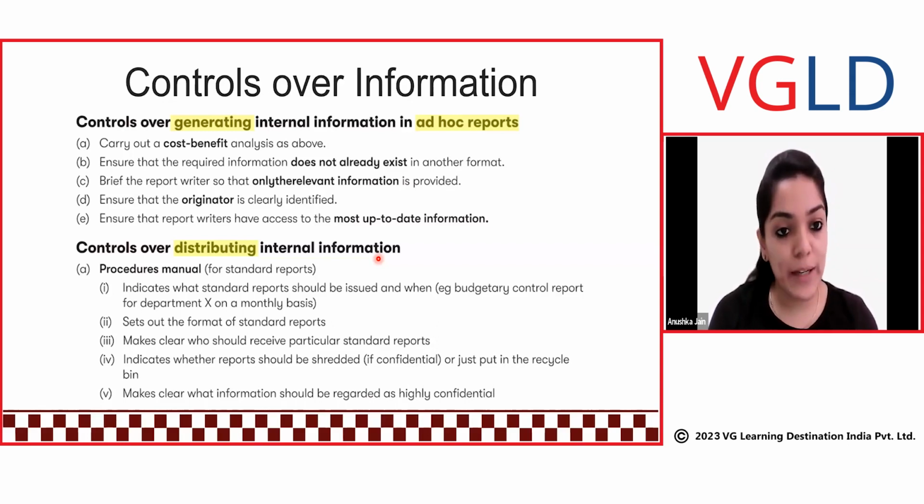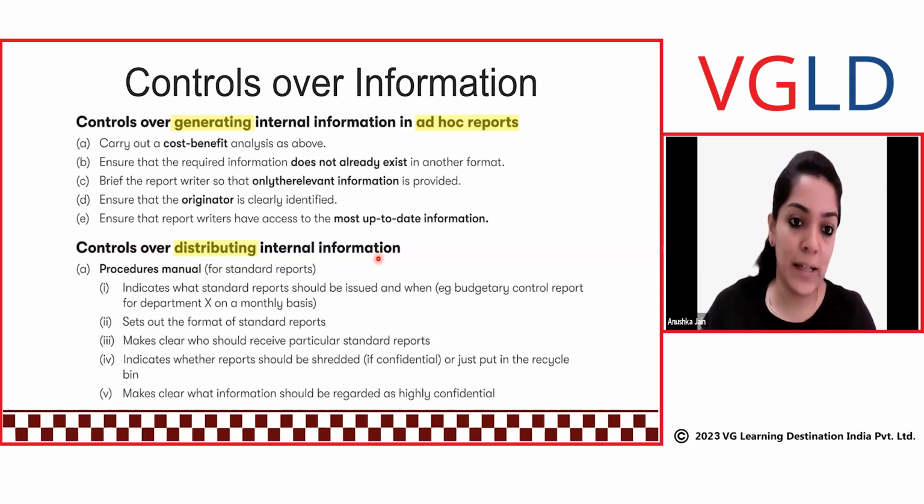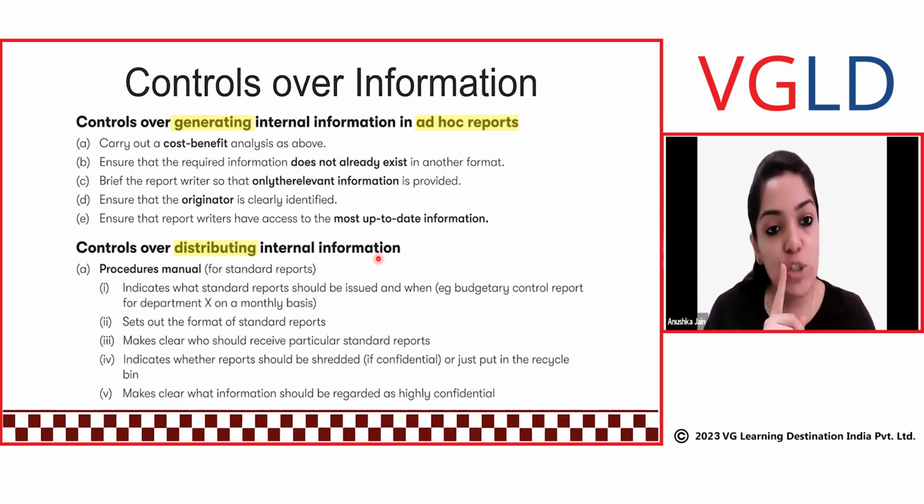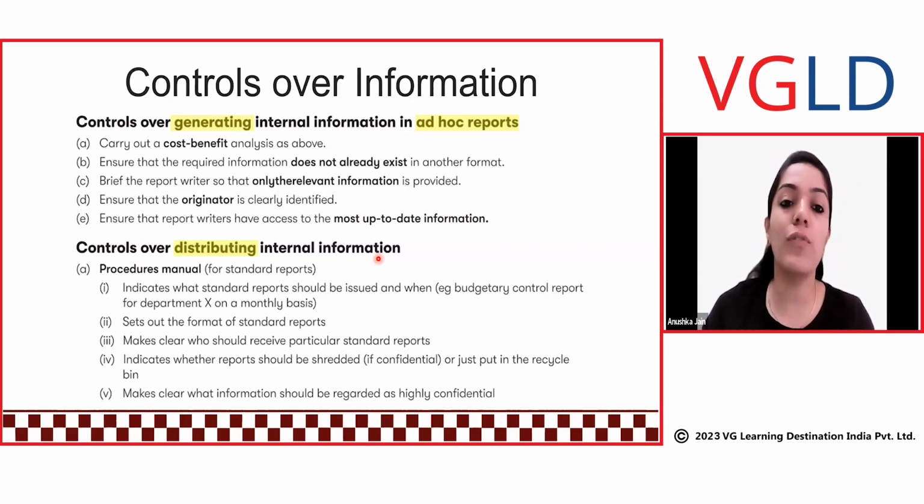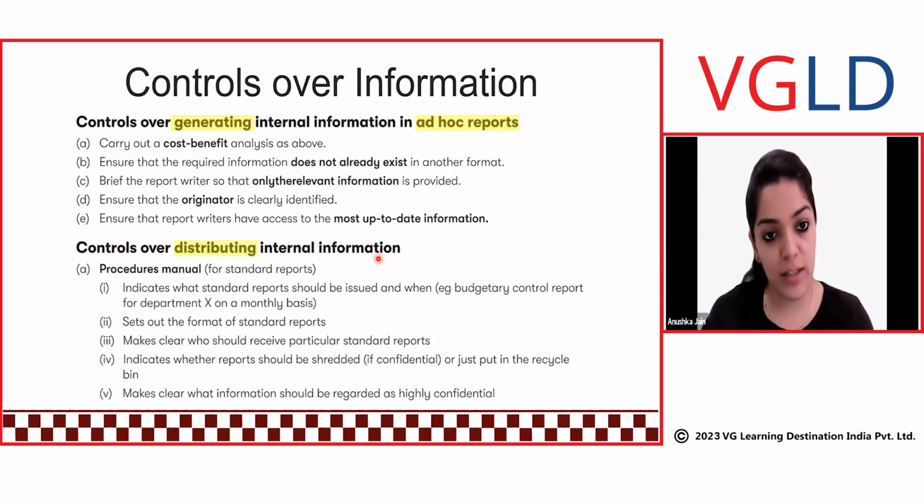Like, what is the cost benefit analysis? That the usefulness which we are getting out of the report is more than the cost we incur to prepare it. Second is check whether some duplicate information is already available. You need to avoid duplicacy, right? Third is that only the relevant information is provided, because there should not be information overload in a report. Because if you are overloading information in a report, it tends to become irrelevant. No one will find the interest and time to read it.